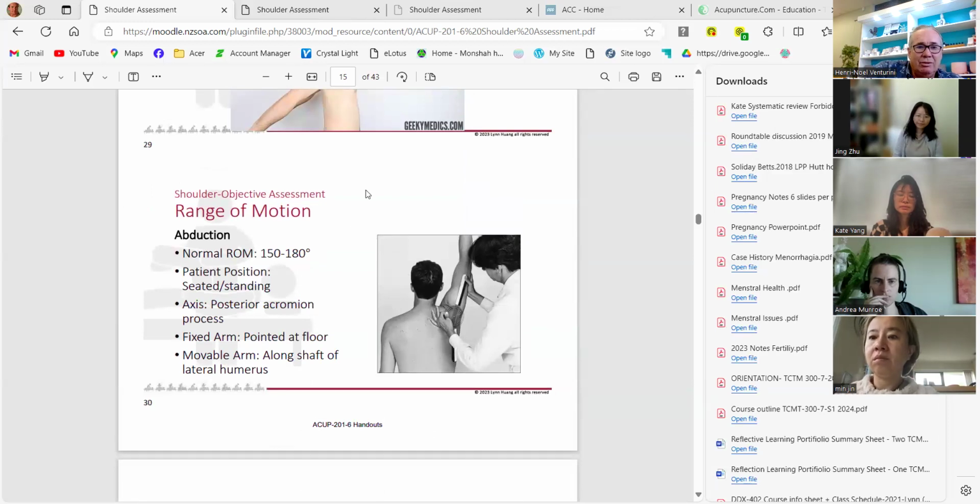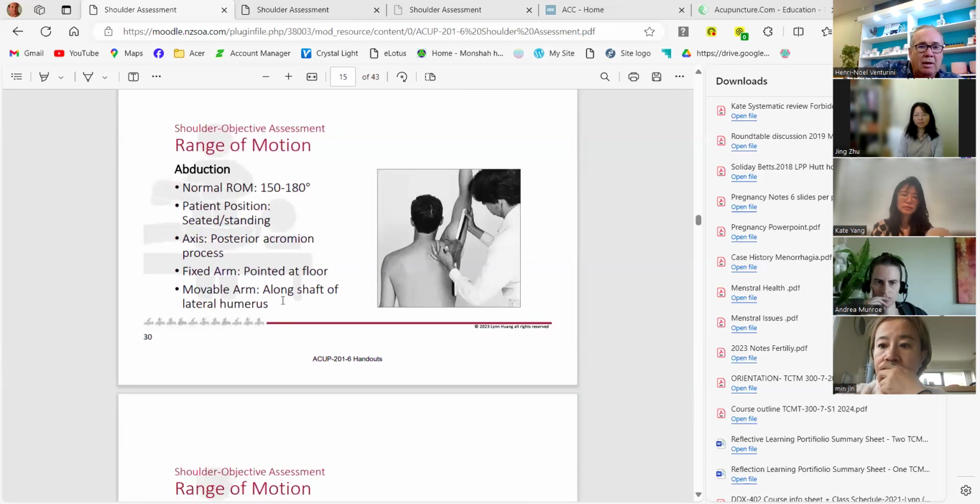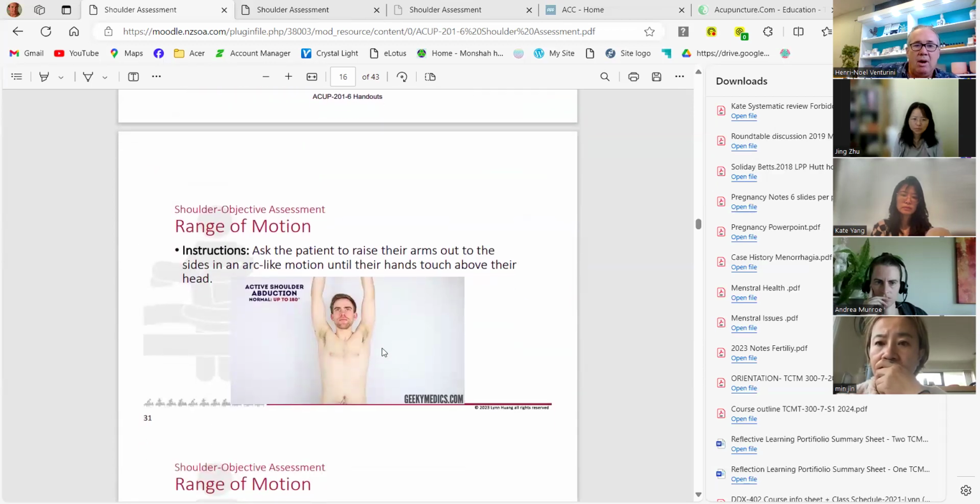Range of motion for abduction. Again, the range of motion is 150 to 180. It's a seated exam. So you're going to ask your clients to be seated, and you're going to go from behind to assess the abduction. We're looking at the posterior acromion process, so from behind the shoulder, and the movable arm along the shaft of the lateral humerus. You ask the patient to raise the arms above the sides in an arc motion until the hands reach above the head. So it's an extension of the painful arch, and then you perform the test.